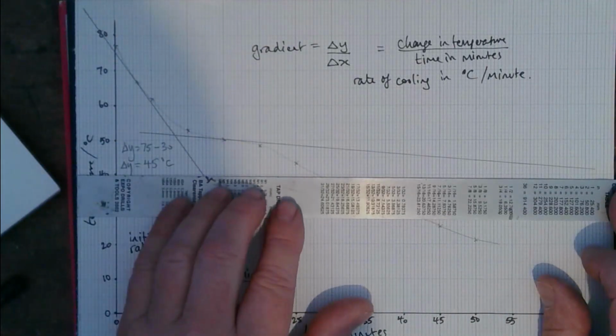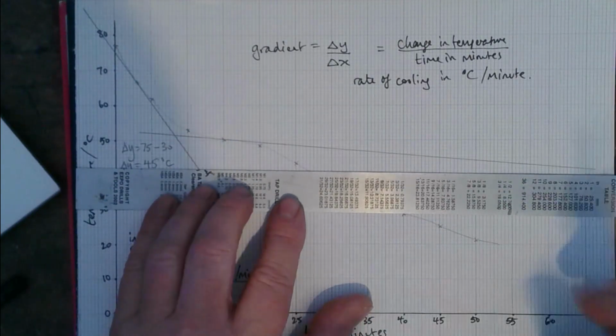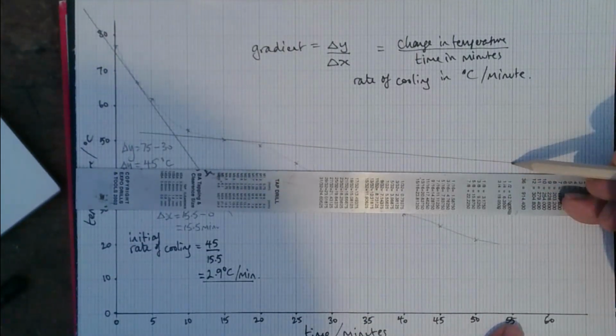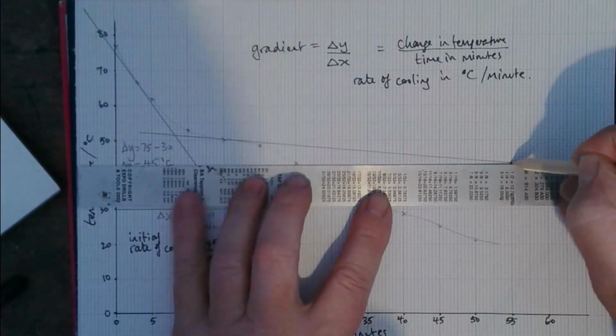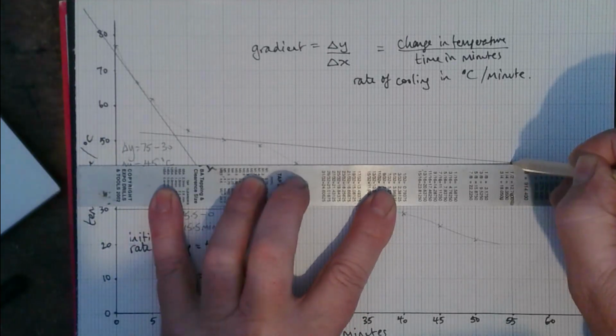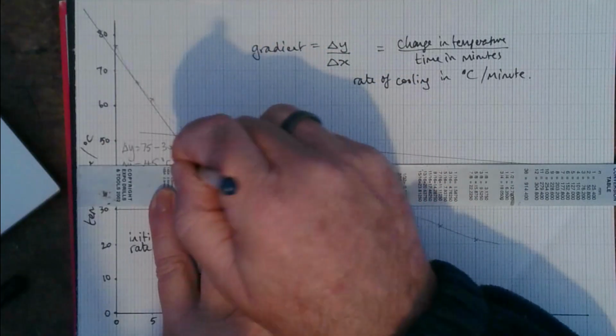It gets a little bit tricky. I'm going to go from 55 minutes, so it hits the line there. I'm going to draw a horizontal line across. Okay, make sure it is actually horizontal, following the lines. You can calculate the gradient wherever you like. I'm going to get to that point now.